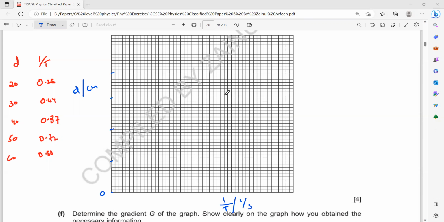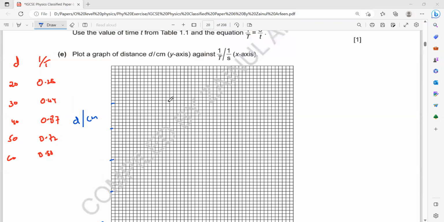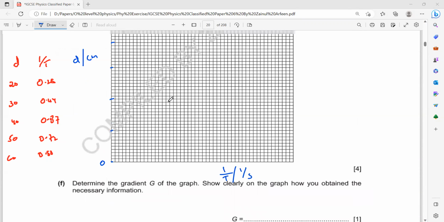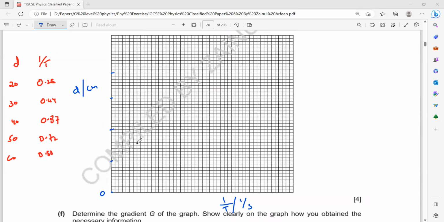In the question, as they did not mention whether you should start from the origin or not include the origin, you can start with any number. I can start with even 20 as well, the minimum value. So I can say this is 20. This will be 30. I was just checking if I start with the origin, whether it will affect or not. 40, 50 is there, and this will be 60.